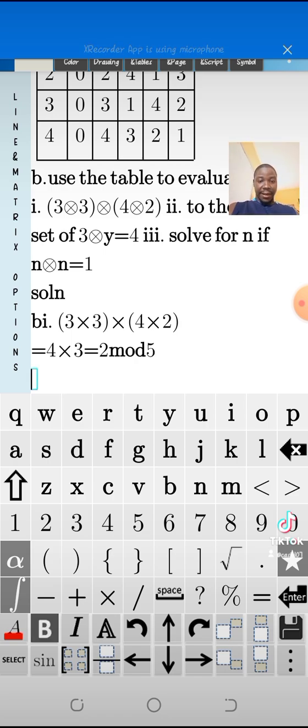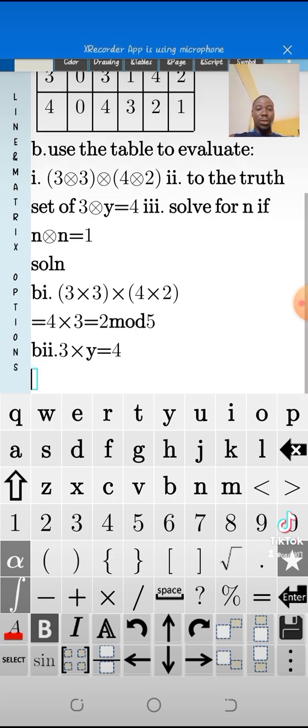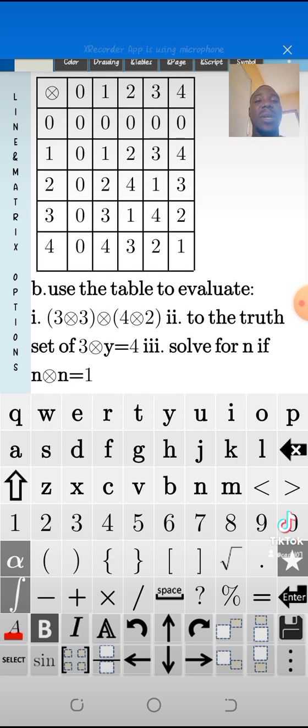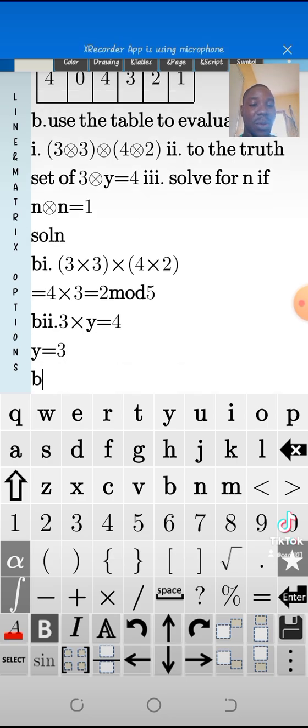Then the B(ii). The B(ii) says we should use the table to evaluate the truth set of 3 times y equals 4. What you do here is this. We are trying to find the value of y. That means you quickly go to the table, you look at the value that when you use it to multiply 3, it's going to give you 4. So that means 3 times 3 is going to give you 4. I think that's the only value that will multiply 3 to give 4 from the table. Therefore, y is equal to 3. That's how to answer that.